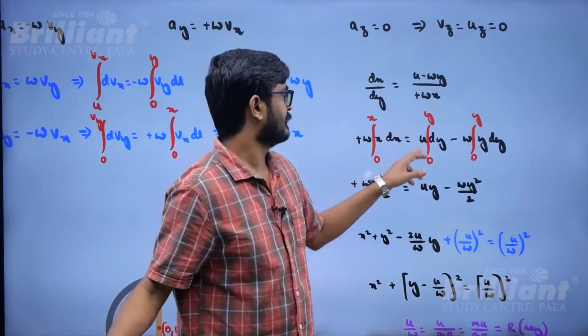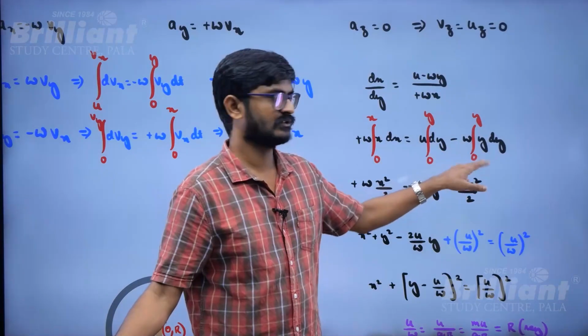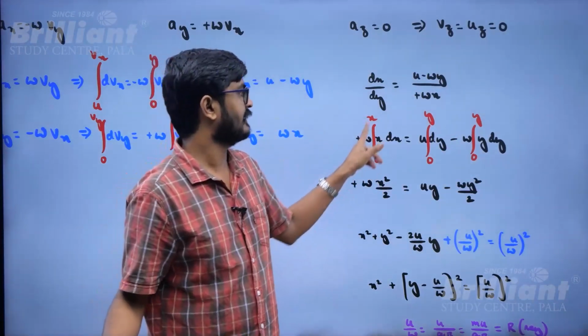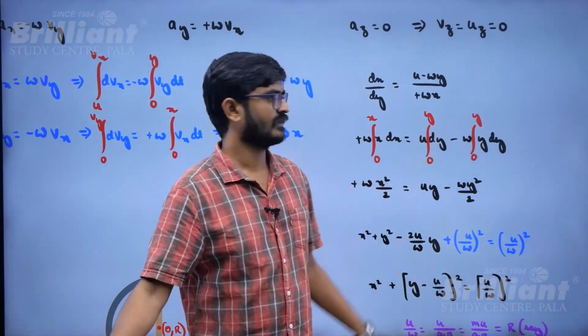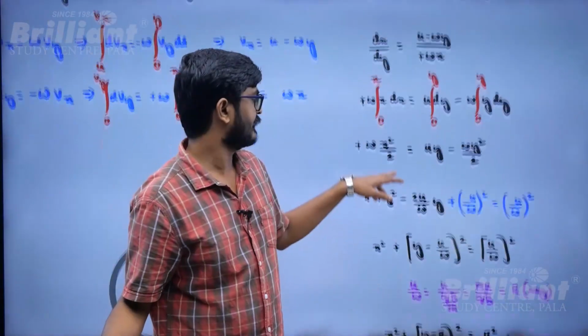Now from here I will bring it to variable separable form and integrate. When the x coordinate is 0, the y coordinate was also 0 because it was at the origin initially. When the x coordinate is x, the y coordinate is y, and we should find the relation. So when I integrate, I will get this.